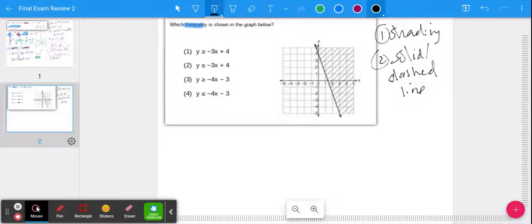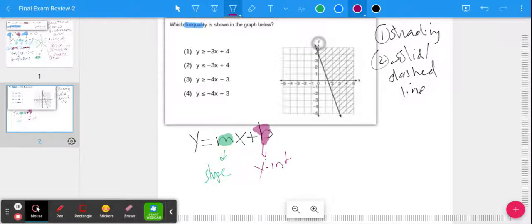So when we're writing an equation of a line, we use the format y equals mx plus b. That is slope-intercept form. M is your slope, and b is your y-intercept. Your y-intercept is where the line hits the y-axis. That's always the easiest place to start.